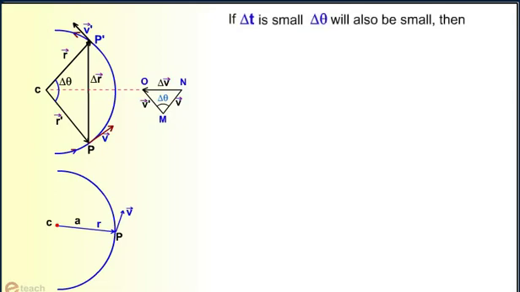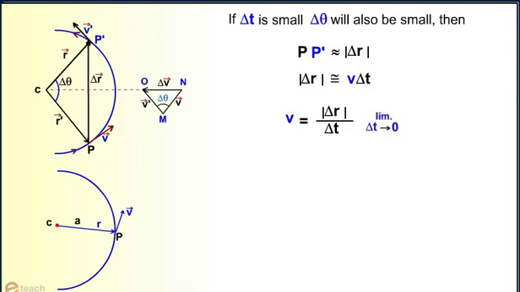If delta t is small, delta theta will also be small. Then PP dash will be approximately equal to modulus of delta r. So, modulus of delta r will be equal to v delta t. v equals modulus of delta r upon delta t, which equals the limiting value, as delta t tends to 0, of delta r upon delta t.